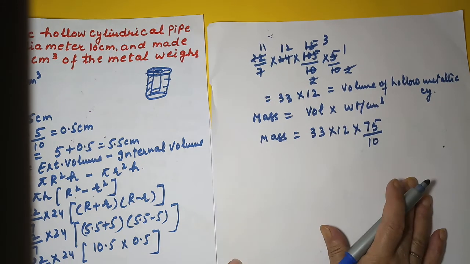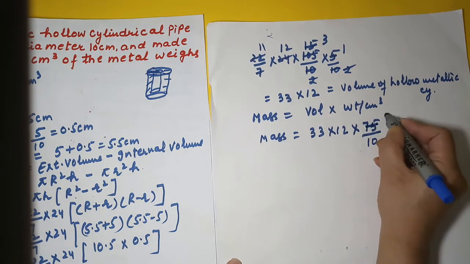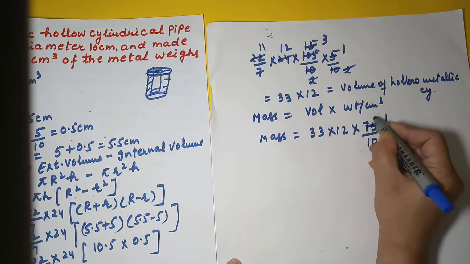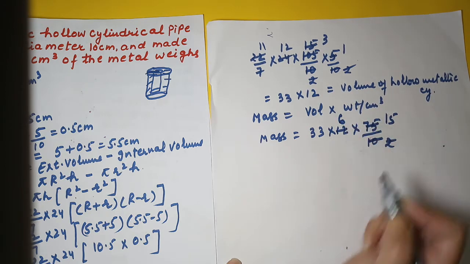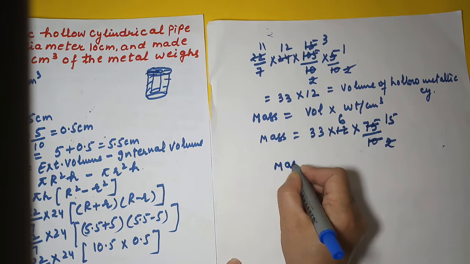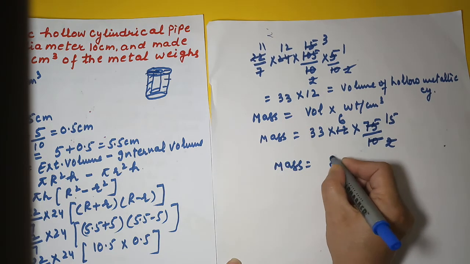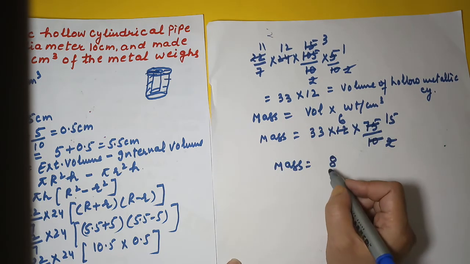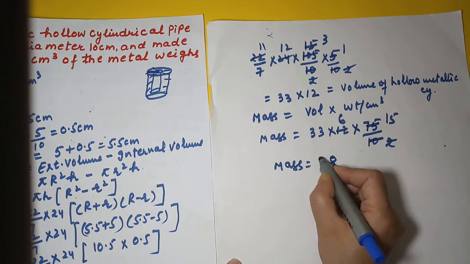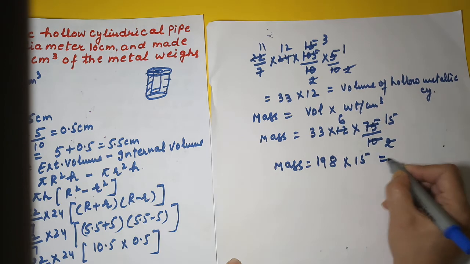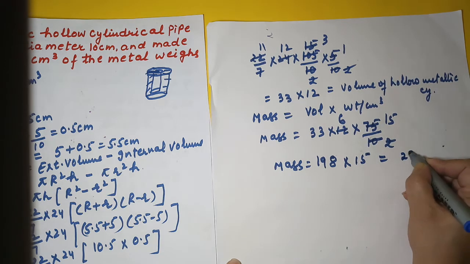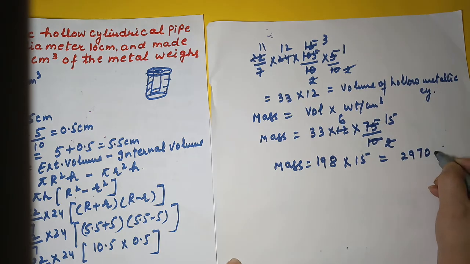So further that can be written as 5 ones are 5, 5 fives are 25, 5 twos are 10, 2 sixes are 12. So my mass is equal to 6 threes are 18, 6 threes are 18, and 1 is 19 into 15, which is equal to 2970 grams. Right? Okay.